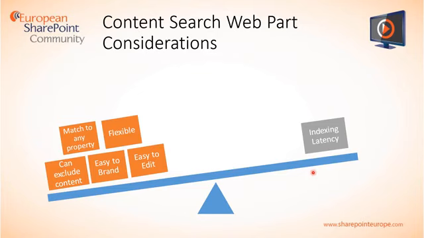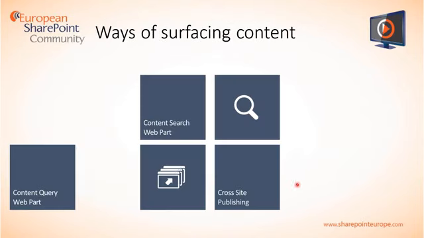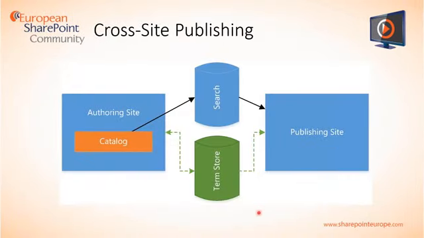Microsoft introduced a new feature in 2013, which is continuous crawling, where SharePoint is continuously crawling new content, so the latency can be as small as 15 minutes or maybe less, but it's really based on the performance and the size of the content. So when you decide how you want to roll up content, you need to weigh your options and decide on the priorities. Okay, so let's quickly move now to the other option, which is cross-site publishing. Cross-site publishing is also using search, so it's heavily dependent on search.